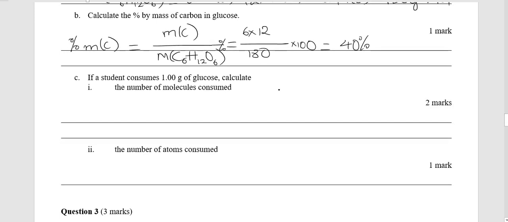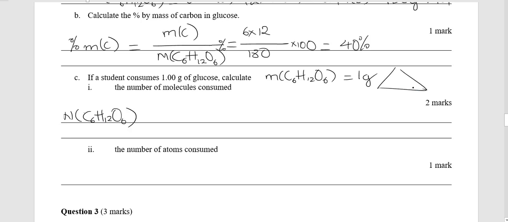If a student consumes 1 gram of glucose, calculate the number of molecules consumed. Alright, summarize the question again. The mass is provided. Mass of C6H12O6 is provided to be 1 gram. And in part A, you need to work out the number of molecules, which is capital N of C6H12O6. So this is when you need to combine both of the triangles or both formulas.